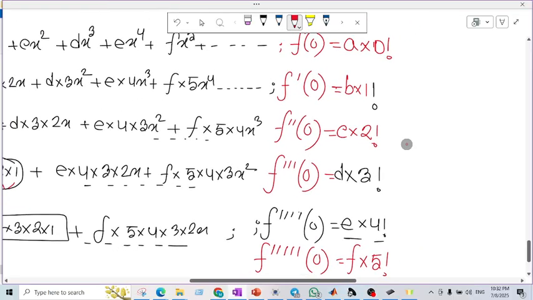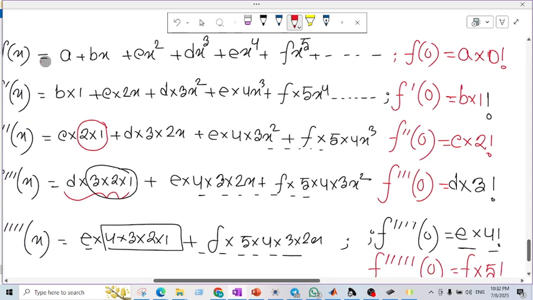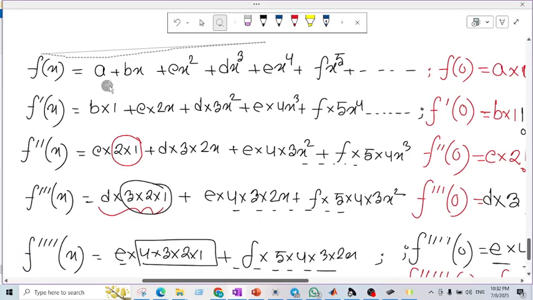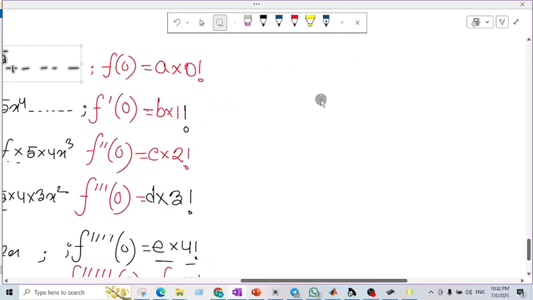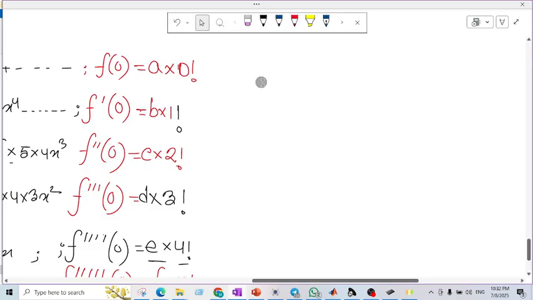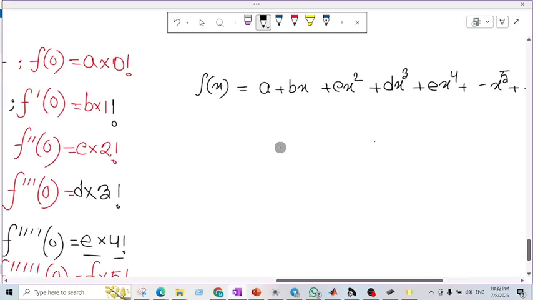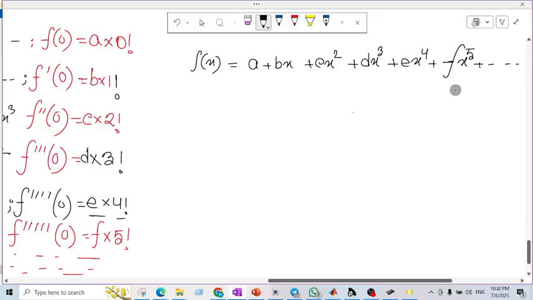Okay, so now let me put these values in this series. Let me copy this series and paste it here. Okay, now let's see. It's f. Okay, so what is a?